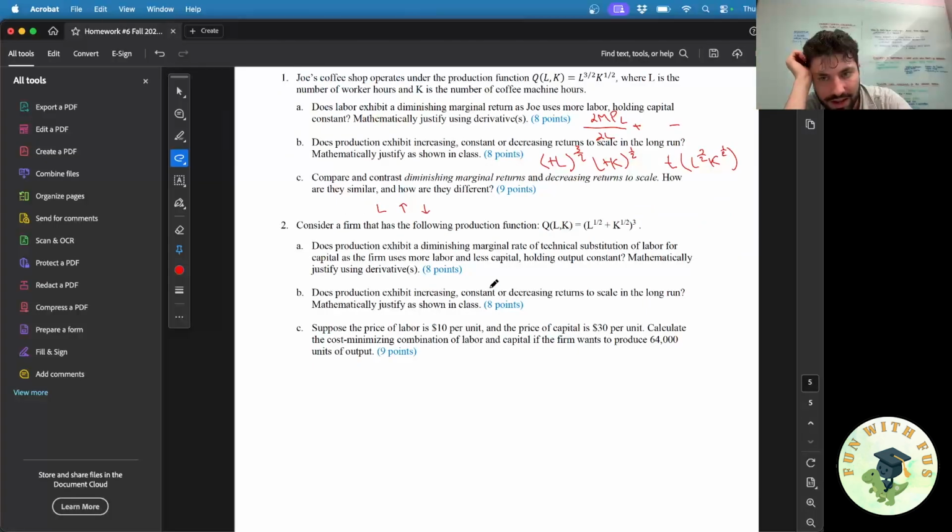Consider, so we're just given a production quantity function. Okay, the derivatives right here. So what I'm reading is diminishing marginal rate of blah, blah, blah.